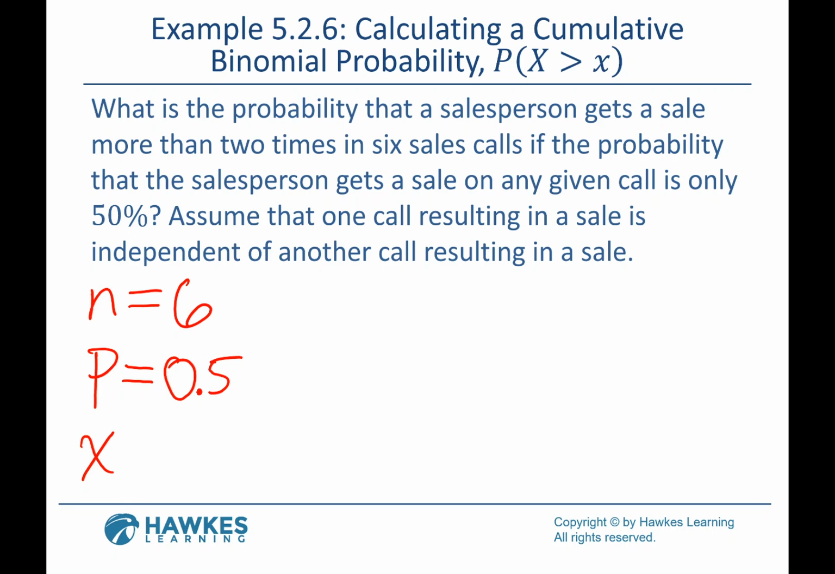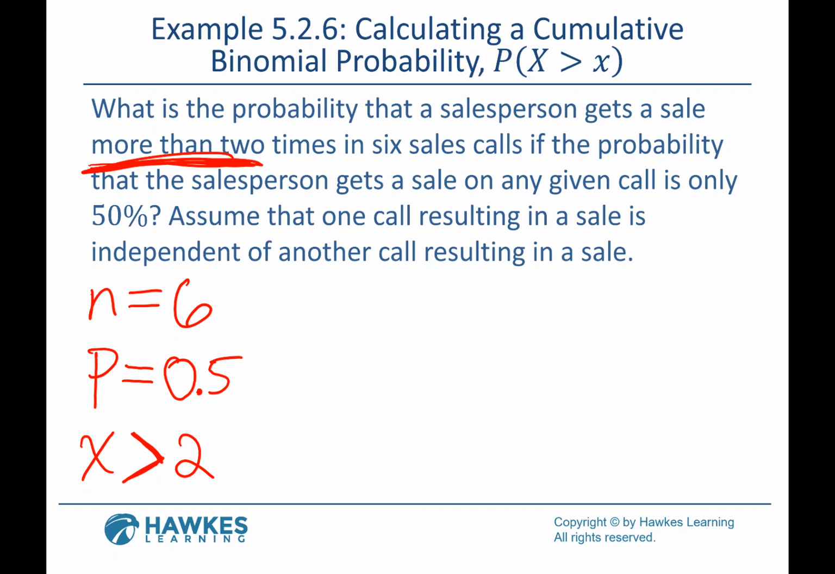And for X, we have to look for how many successes we're looking for. And this one says we want more than 2. So for X, we want it to be greater than 2. So what are those outcomes? More than 2 would be, since we were maxing out at 6, either 3, 4, 5, or 6 successes. Right? Those are the probabilities we want altogether.